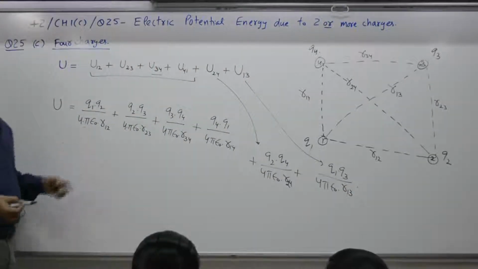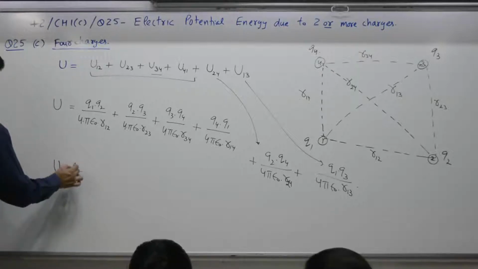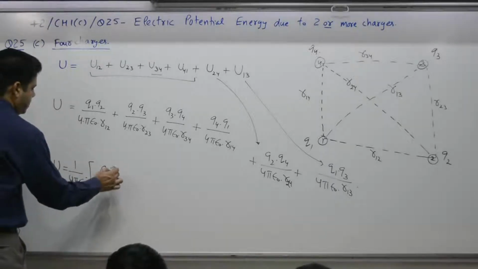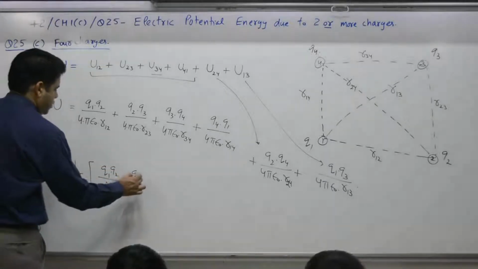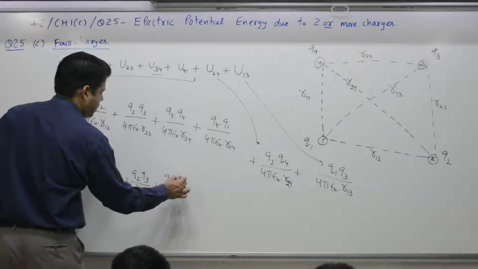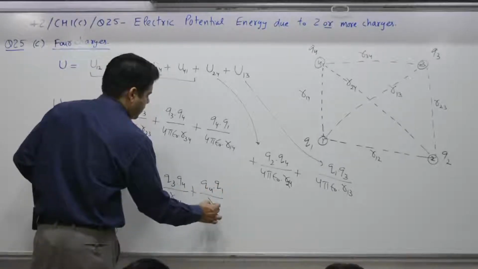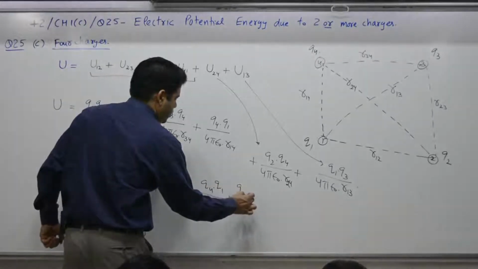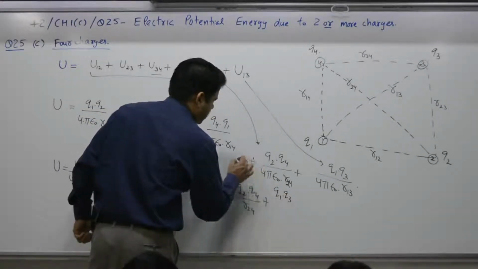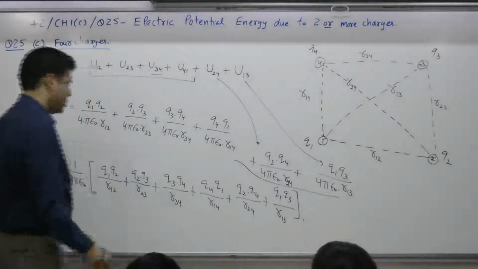So 4 pi epsilon naught is a constant, you can take it out, and then you can write U is equal to 1 by 4 pi epsilon naught times Q1, Q2 over R12, plus Q2, Q3 over R23, plus Q3, Q4 over R34, plus Q4, Q1 over R14, plus Q2, Q4 over R24, plus Q1, Q3 over R13. Complete it.